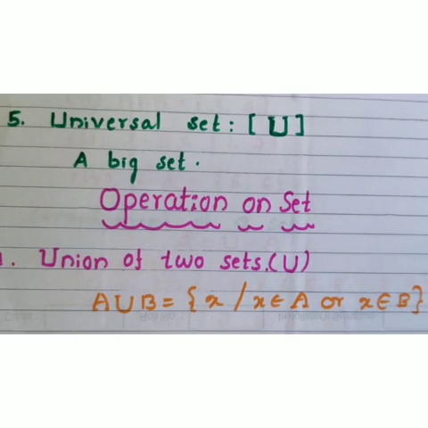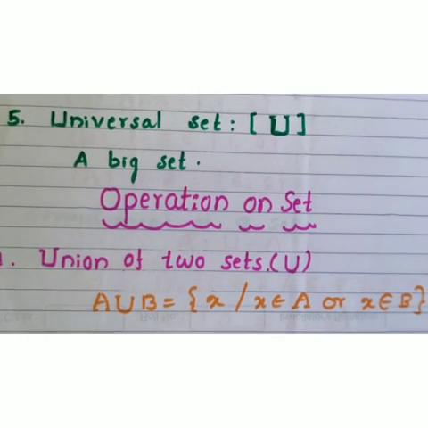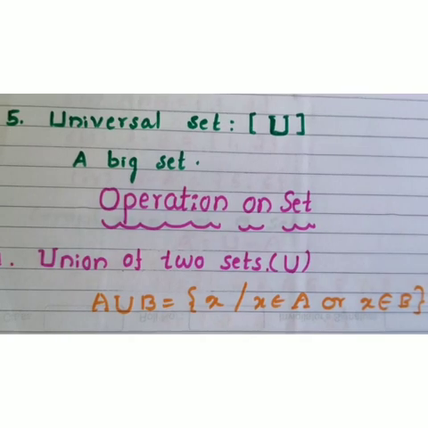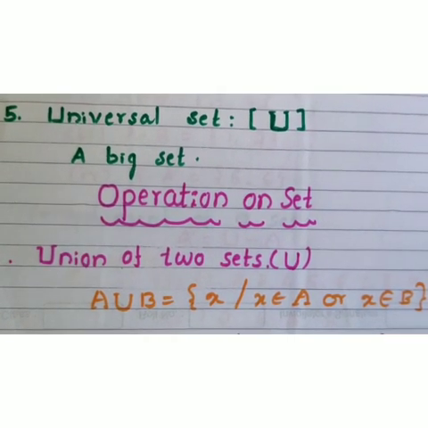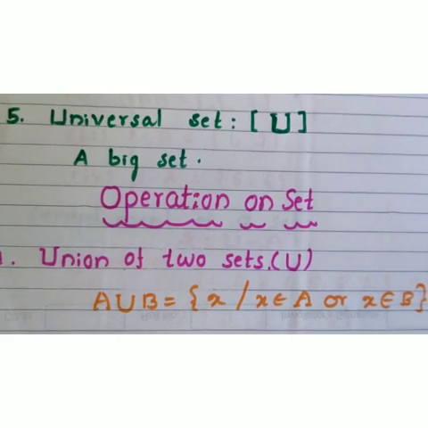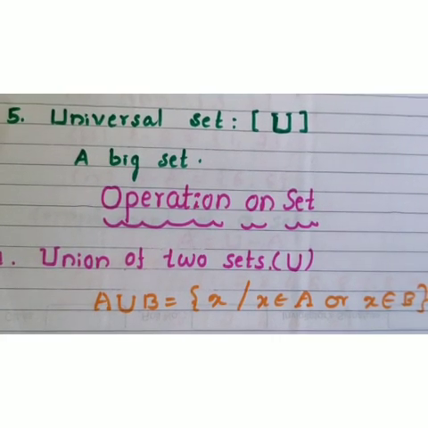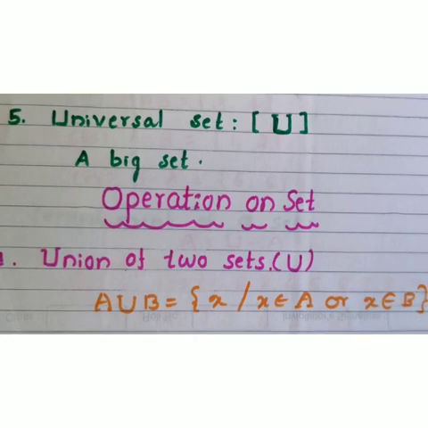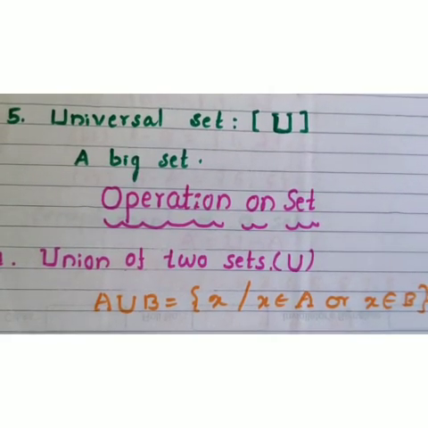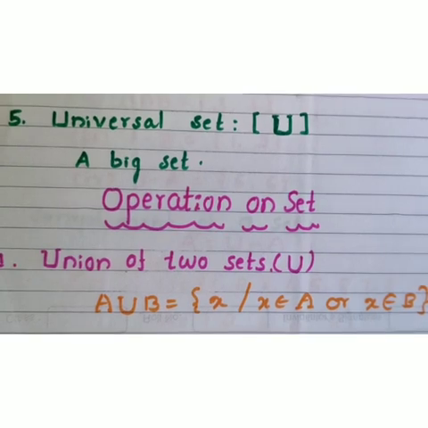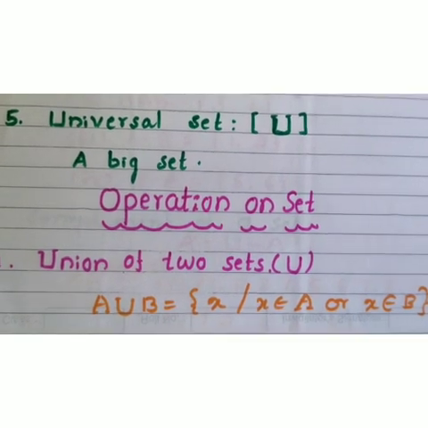Almost always we had better take them as non-empty sets. Let A and B be any two non-empty sets. A union B is written and defined in the following way: A union B is equal to the set of X such that X belongs to A or X belongs to B. That means A union B means the combined elements of A and B.